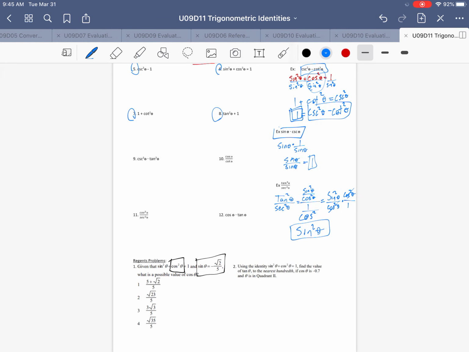So try examples 9 through 12 using those two examples to help you. Then there's two problems to try from Regents examples.